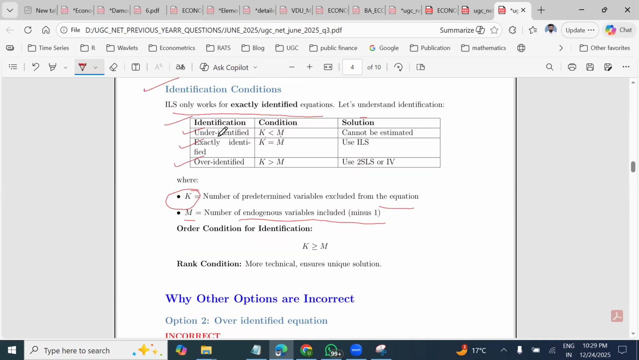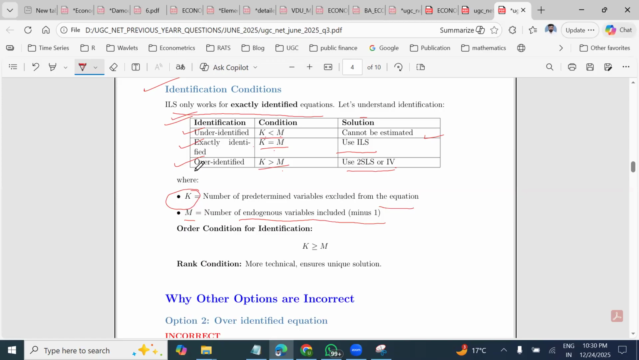But what you should know here is k and m. When you do the numerical it will be clear, but at least write it down. Under identified means k is less than m, exactly identified means k is equal to m, over identified means k is greater than m. And the solution is, if it is under identified then it cannot be estimated. If exactly identified you will use ILS, and if it is over identified you will use 2SLS or instrumental variables. These 3 things you can easily remember. Yes or no, Sangeeta?